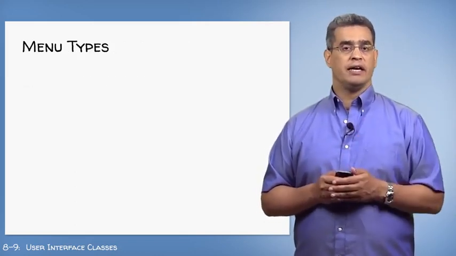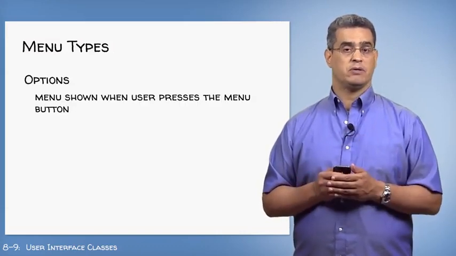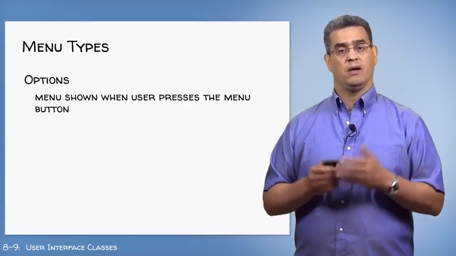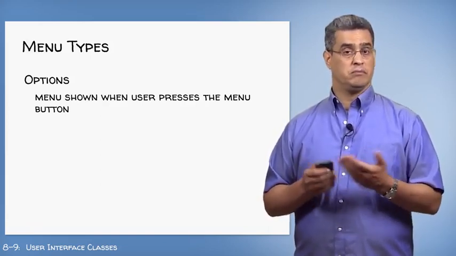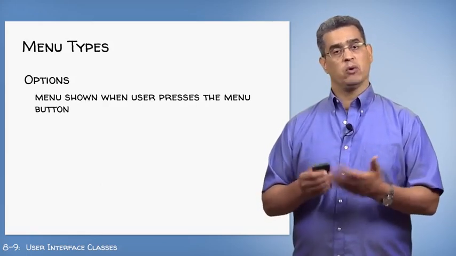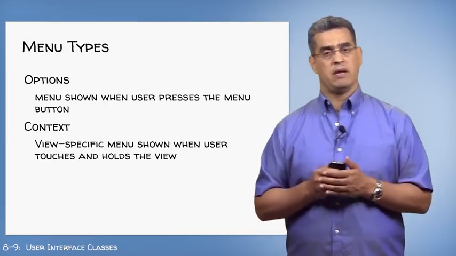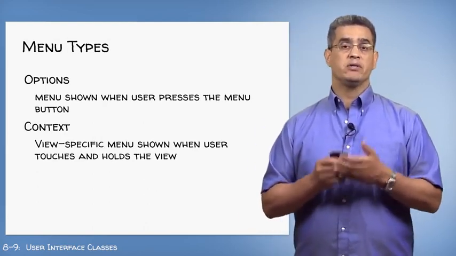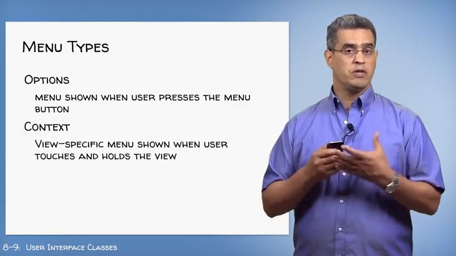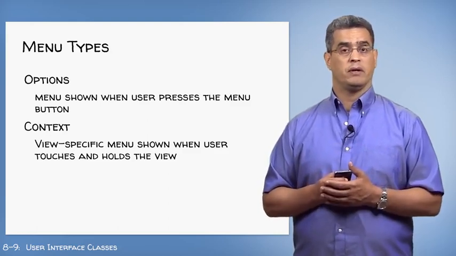Now, there are three kinds of Android menus. First, there are options menus, which are shown when the user presses a menu button. Older Android devices usually had a dedicated physical menu key. Newer ones don't. Second, there are context menus, and these menus are attached to specific views and are shown only when the user presses and holds that view.